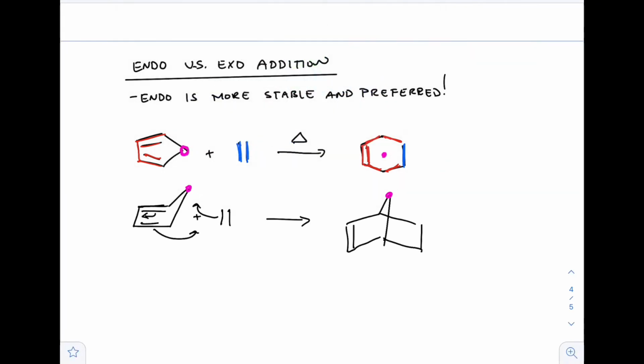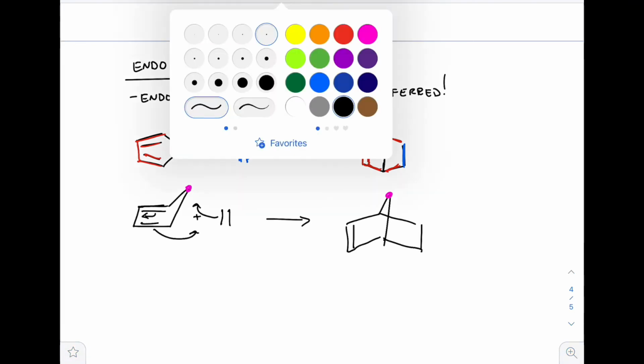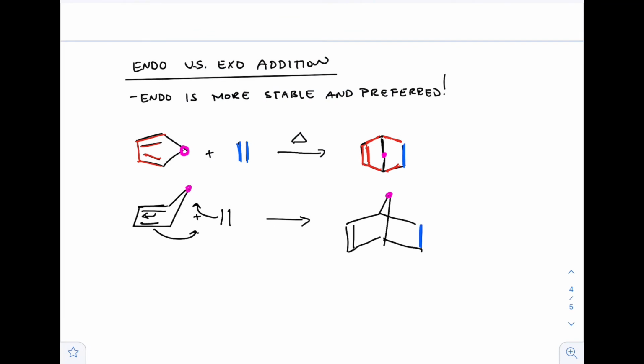And so if we're looking at the cyclohexene ring from the top, that's the structure on the top. And then if we're looking at it more or less from the side, that's the bottom structure. Okay. Now for the most part, that's how I'm going to draw it, because this is the way you'll more easily identify endo and exo. For the most part, that's the way you'll see it.